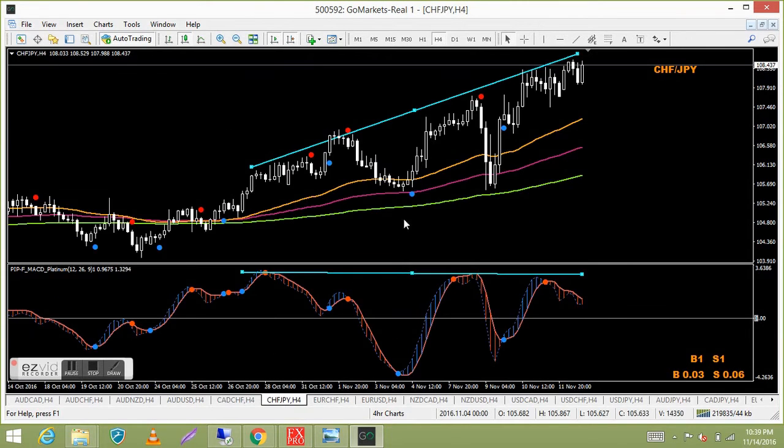Swiss franc Japanese yen. Look at this one, heading up slowly. Look, the MAs are stacking nicely to the upside. Higher highs, basically just a slow grind up. But then you look at the MACD Platinum, and it is fairly flat across the top here, just about a triple top, you could say. Didn't even make the previous high here. So to me, that has got divergence, and I'd be looking for this to go down.